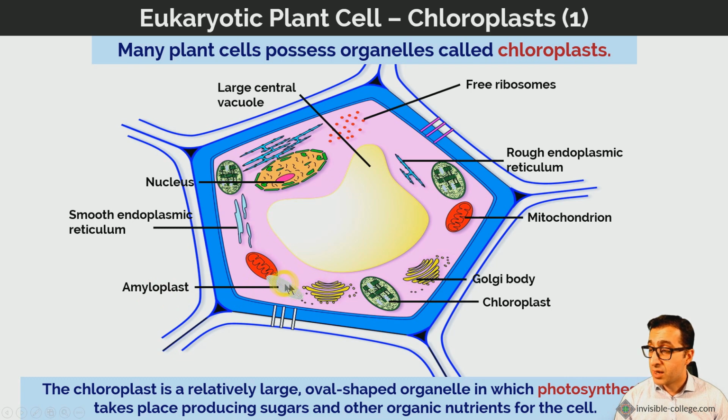Now the amyloplasts are essentially storage areas for large amounts of starch, and starch is a polysaccharide which is made up of many glucose molecules. So much of the glucose produced by photosynthesis is stored long term as starch in these granule-like structures called amyloplasts.